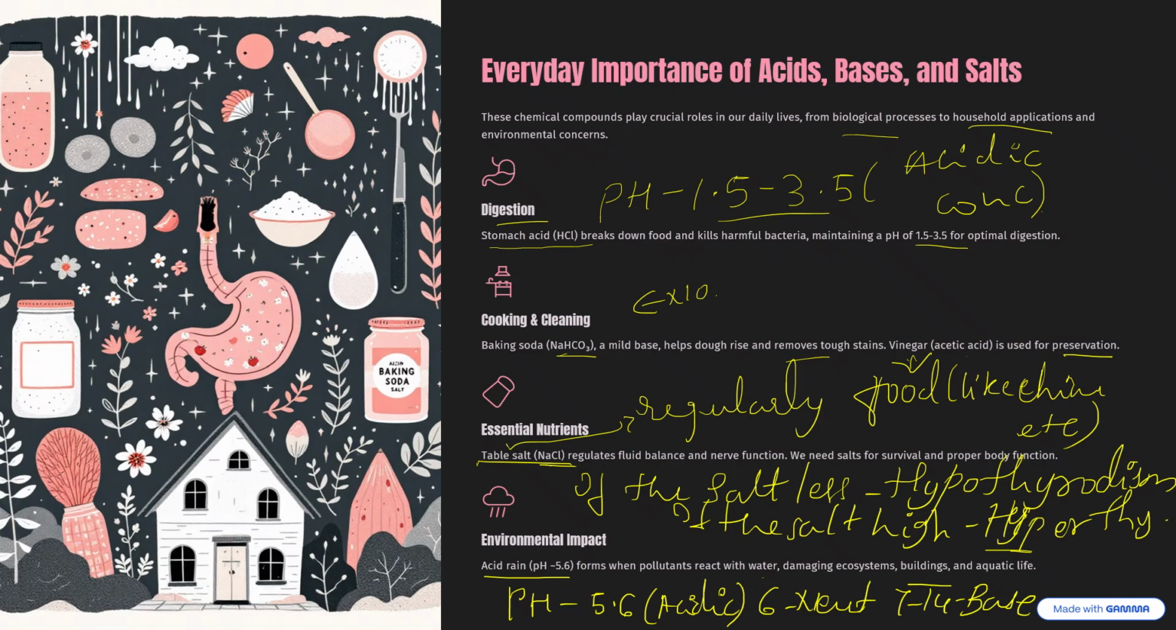For buildings, I can give one example: the Taj Mahal. The Taj Mahal is basically made of marble, right? But slowly the color of the Taj Mahal is changing, as per the latest news I came across. That is because of acid rain.